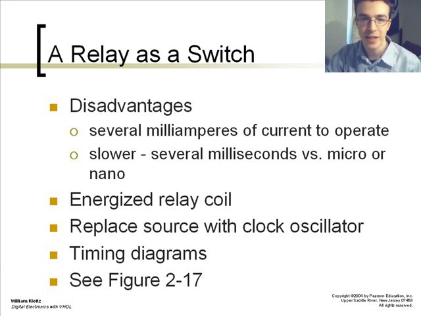Some disadvantages to having a relay are that it takes a lot of current to operate. It's also slower, taking several microseconds versus, say, the micro or nano unit for time. And it's an energized relay coil. These can damage easily, and you can replace the source with a clock oscillator.